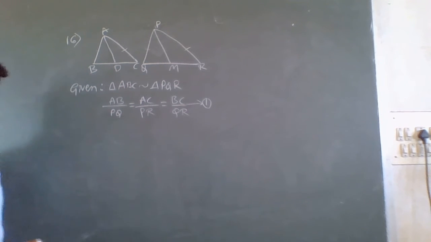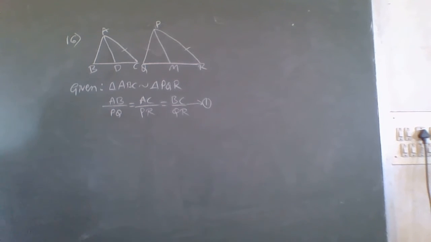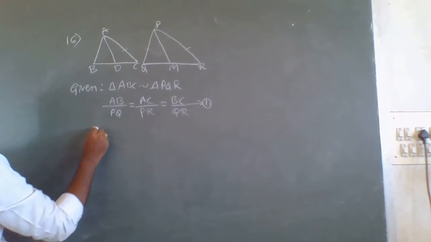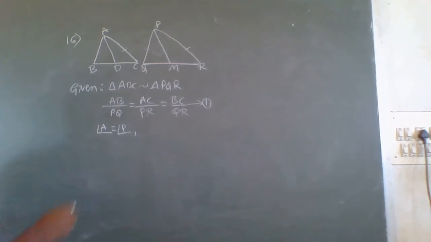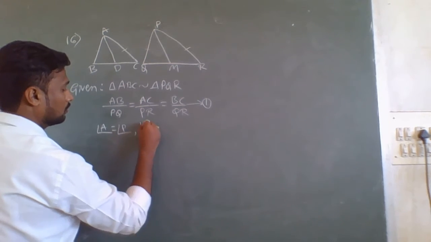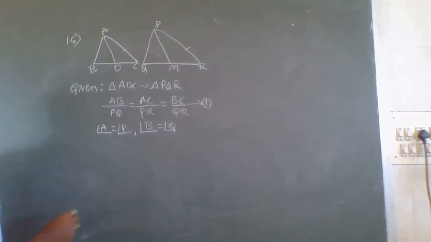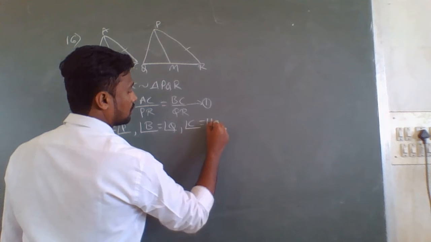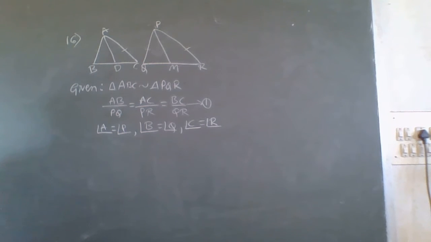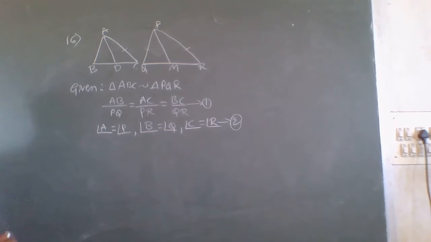And we know that corresponding angles are equal in similar triangles. What are the corresponding angles here? Angle A is equal to angle P. Angle B is equal to angle Q. Next, angle C is equal to angle R. This I will consider as second, because corresponding angles are equal in similar triangles.